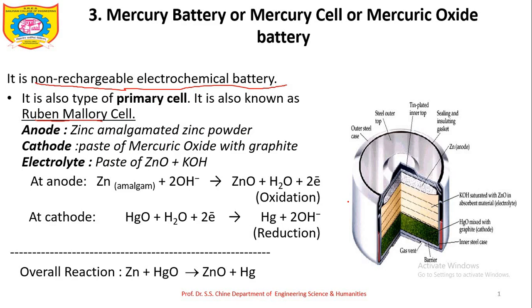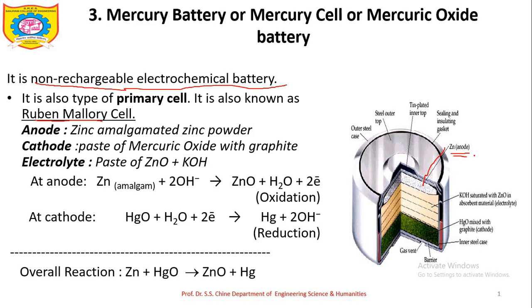Now see the construction of this mercury battery. The basic components of a battery are anode, cathode and electrolyte. So what is used as anode? That is amalgamated zinc powder. That is used as an anode in this battery. Here in this diagram you can see this is zinc, in the cross section of this battery. So here zinc is acting as anode.